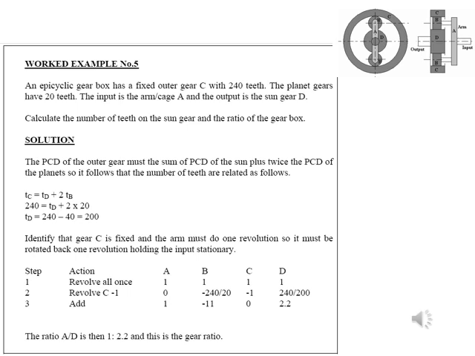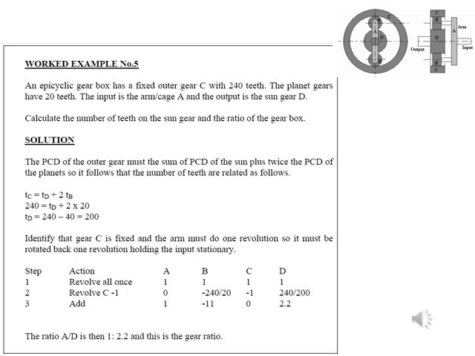So you just put that in the equation. TC is 240, which is equivalent to TD that you don't know, plus 2 times 20 for TB. TB is 20. Then you can get the number of teeth at gear D, which is equivalent to 240 minus 40, so that you get 200 teeth.